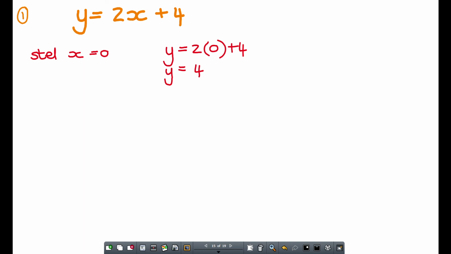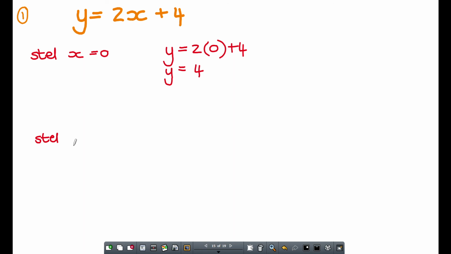Goed. Kom ons gaan stel nou, step 2. I want to get my x-intercept. I know in the previous slide I said step 1 is x-intercept and step 2 is y-intercept. Maar dit gaan nie verkeerd wees as jy dit andersom doen nie. Jy moet net die twee afsnitte gaan kry. Alright. So now I want to get the x-intercept.